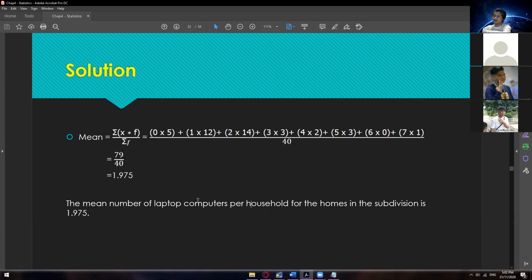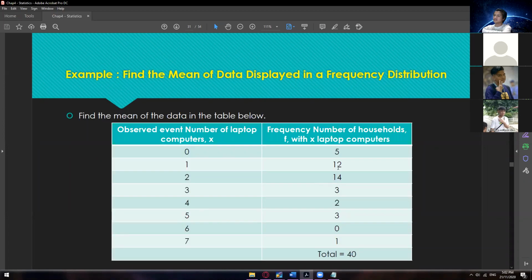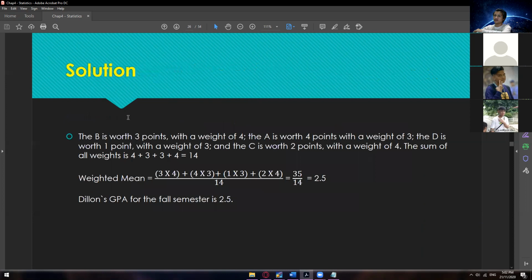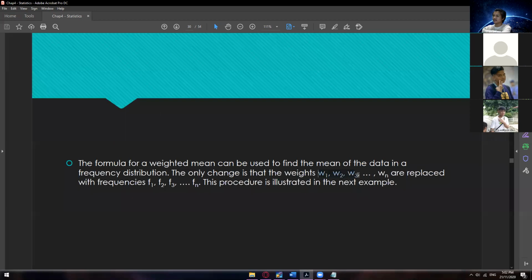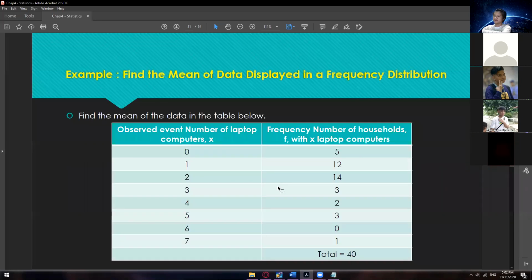Again, I repeat, this one is quite similar to the last one, the weighted mean. But instead of using the W as your symbol, we're going to use the frequency. So yeah, kind of similar. Just the symbol.